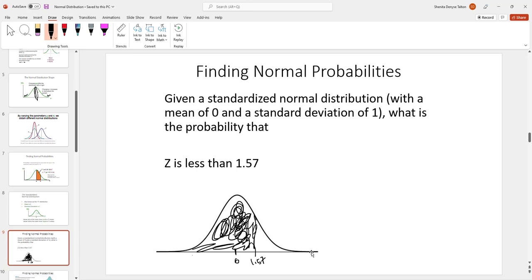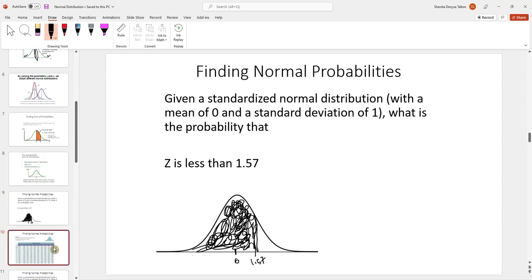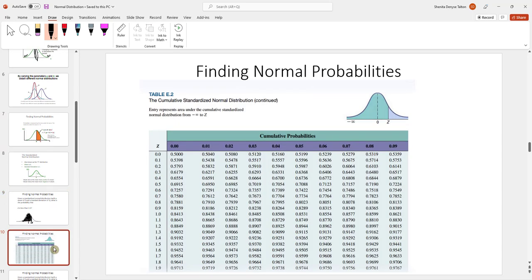I'm really big on drawing pictures. I think it's very important that students see the visual behind this. There are two ways you can do this problem. You can use a standardized normal distribution table, or you can use technology. For these couple of problems that I'll do, I'm going to show you how to use the table. Okay, so this is what a normal distribution table looks like. You'll find it in your appendix in your book.